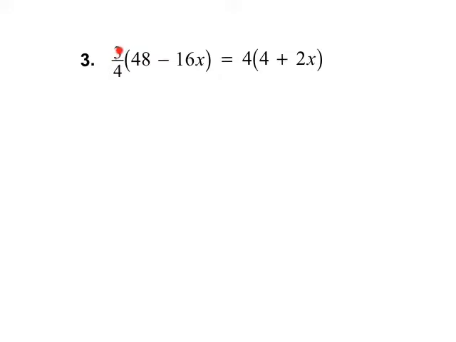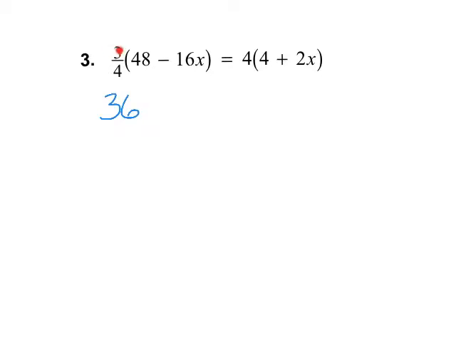So we have 3 times 48. So what's 3 times 48? 144. Okay, so then we have 144 and divide by the bottom. So what's 144 divided by 4? 36, yep. Okay, so that piece is 36. See, it wasn't that bad.